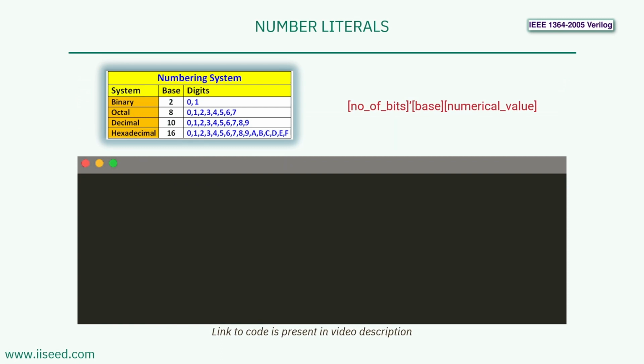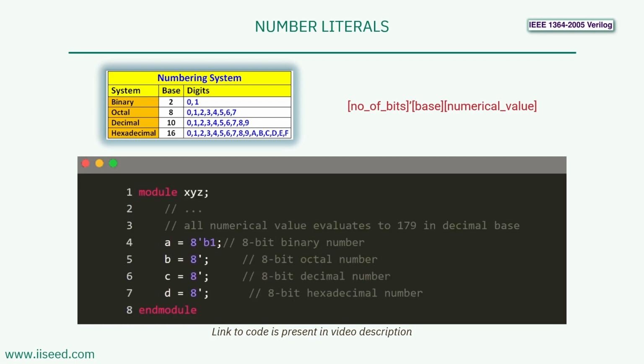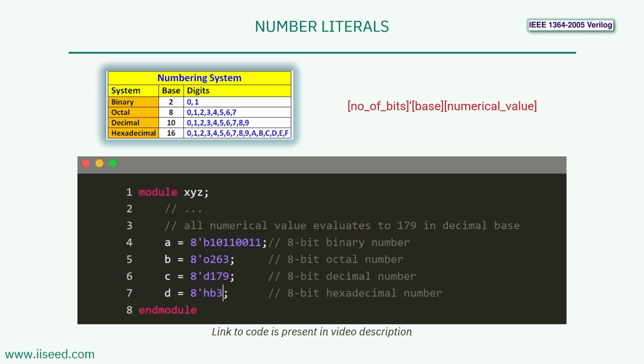Let's look at an example of different base system representations of the decimal number 179. A equals 8'b10110011. This is an 8-bit binary number. B equals 8'o263. This is an 8-bit octal number. C equals 8'd179. This is an 8-bit decimal number. D equals 8'hB3. This is an 8-bit hexadecimal number.